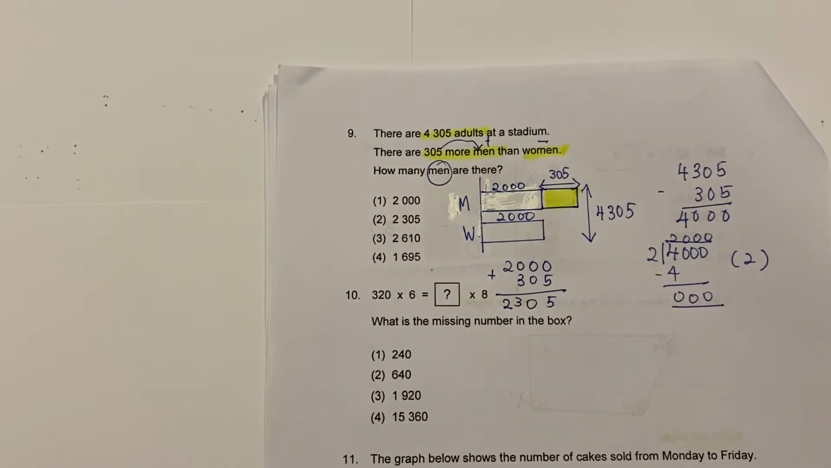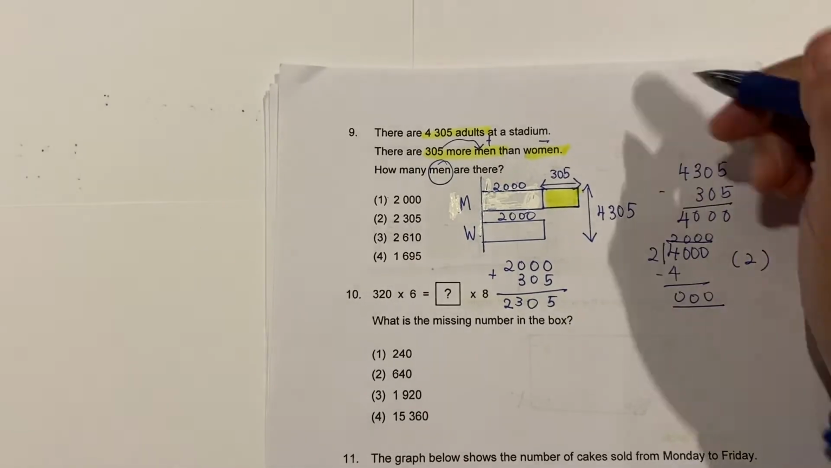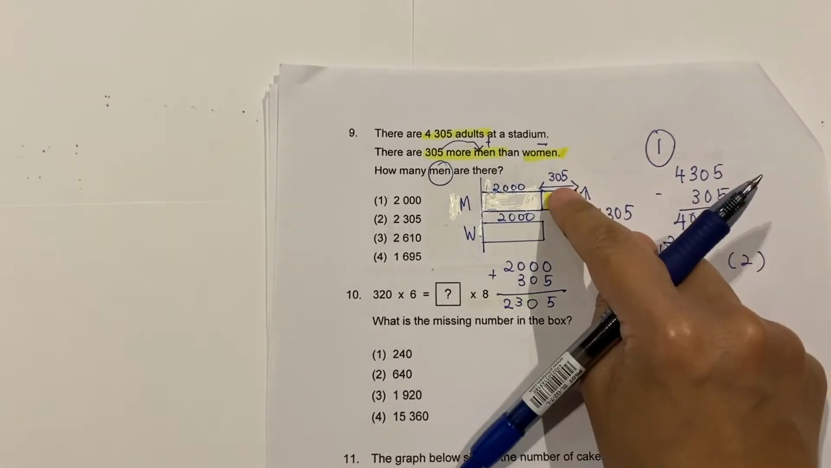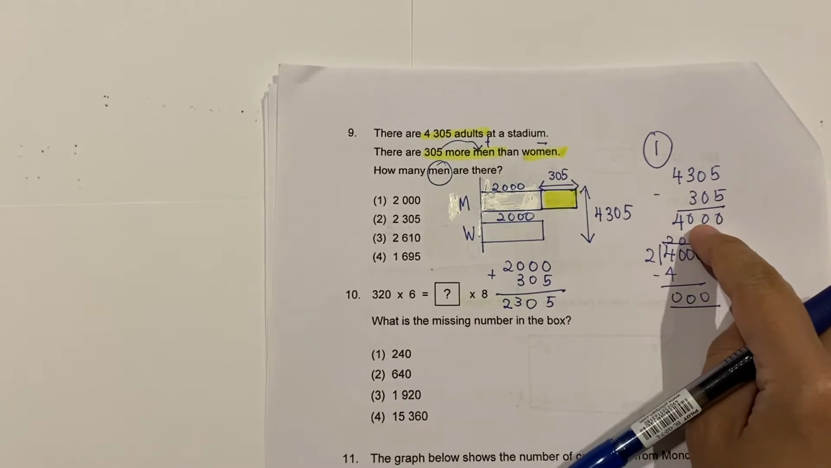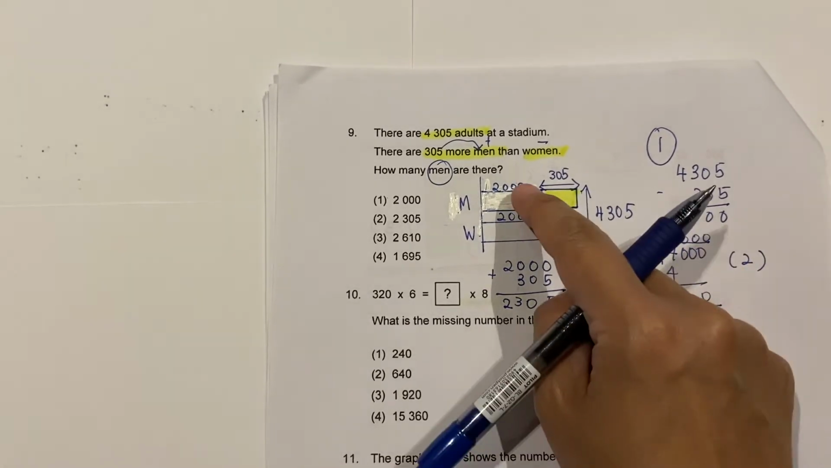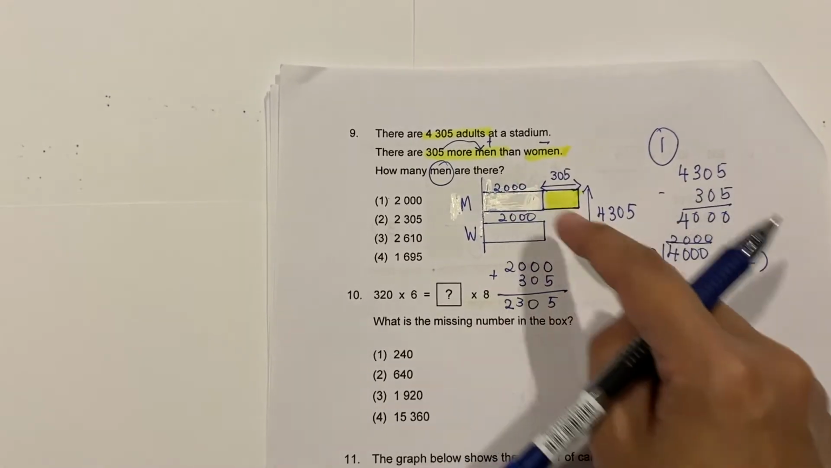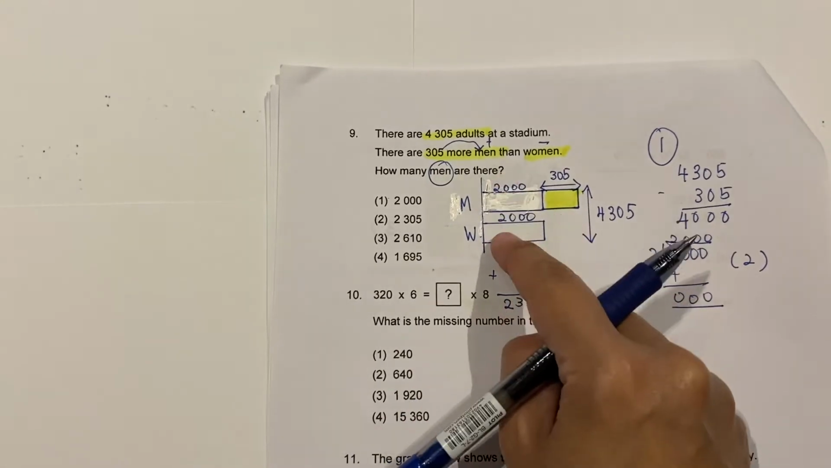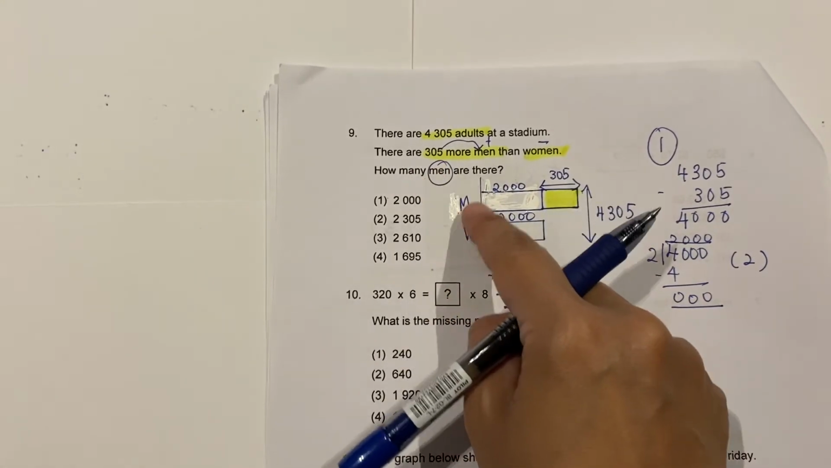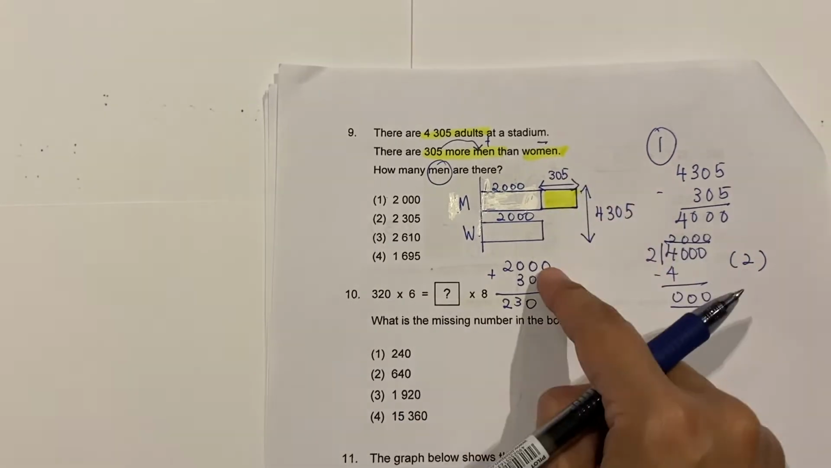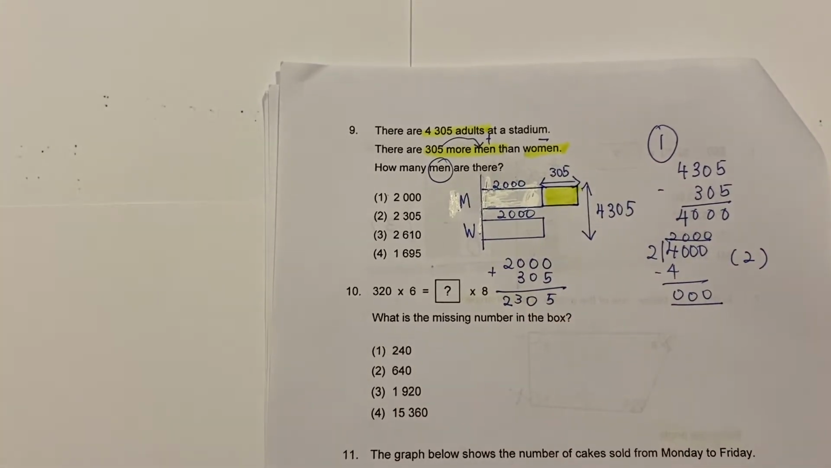Alright, is everybody okay? So step number 1: take away the 305, you get 4,000. 4,000 is to be split between these two, so divide by 2, that's 2,000 each. And they want men, so 2,000 plus 305, that's your answer. Okay, right, next.